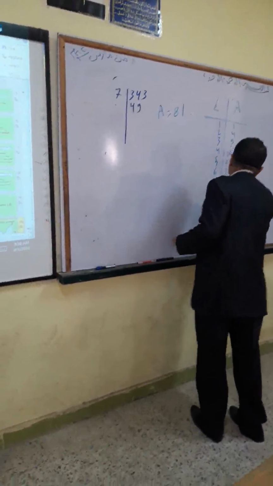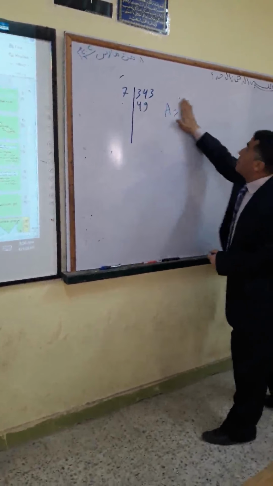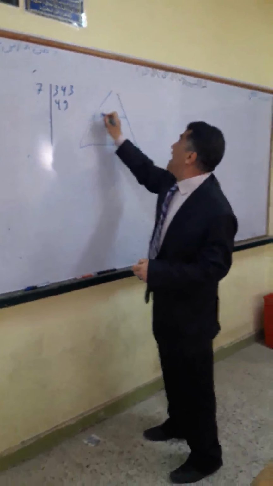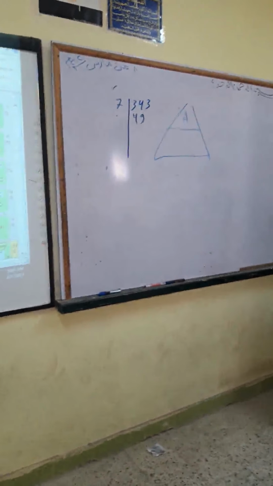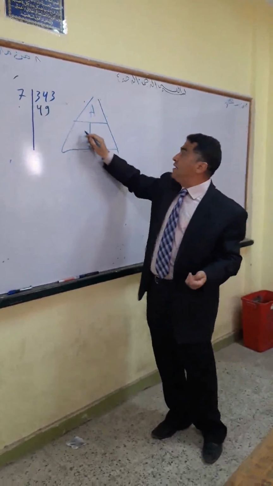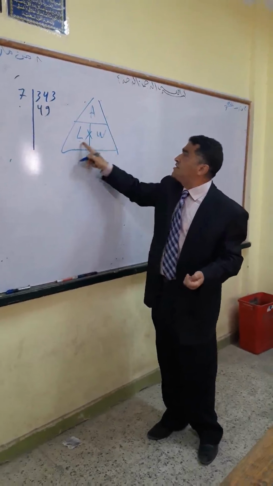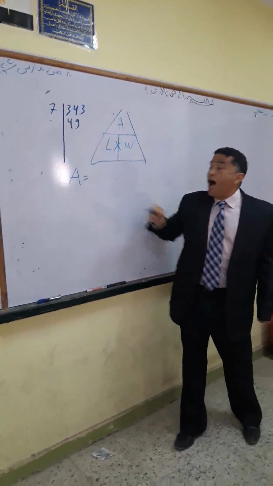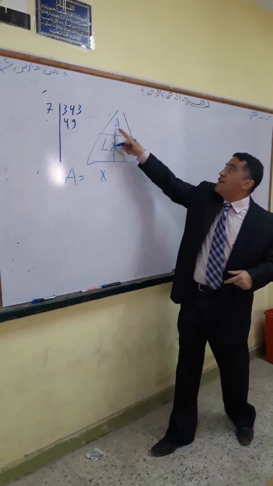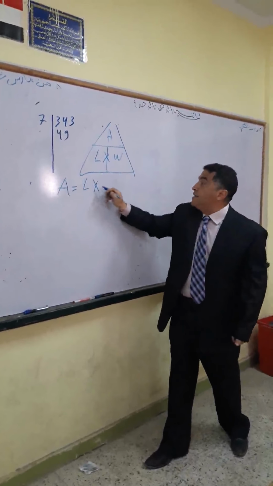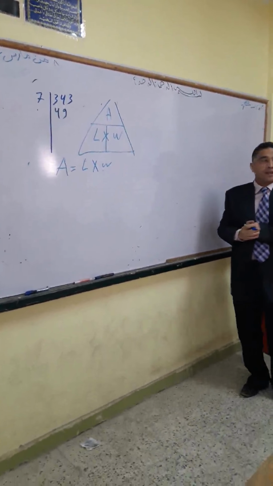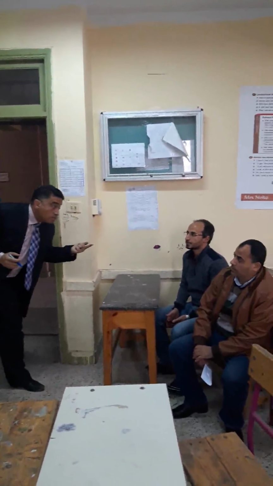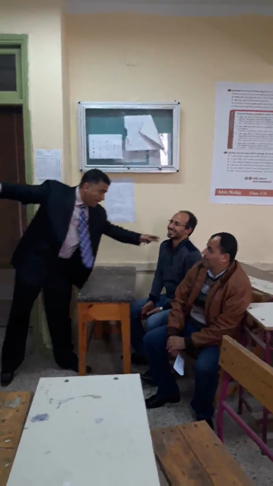I can make a test with the magic triangle for Mr. Muntasir, Mr. Mahmoud. Area of rectangle: area is the bigger, equal to length times width. Length and width are smaller than area. If I want the area, I must multiply because area is the bigger. Multiply length times width. If I want the length, do I multiply or divide? Is length small or big? Small.